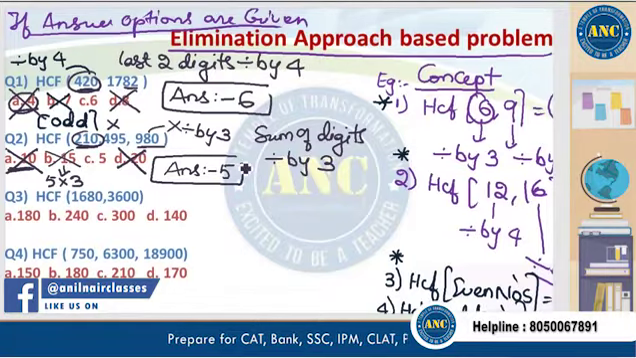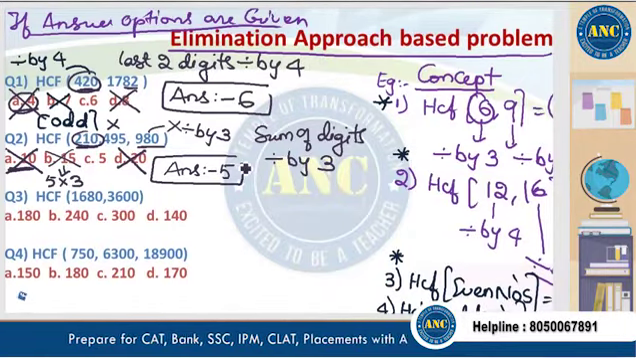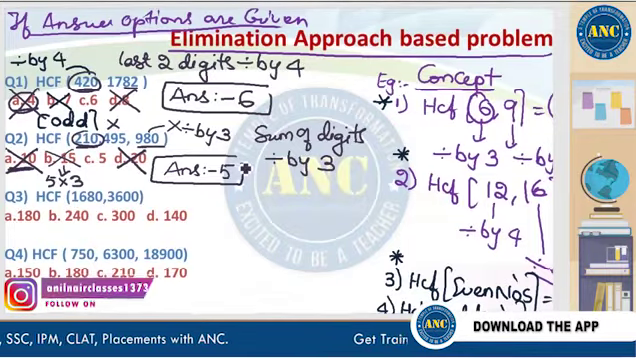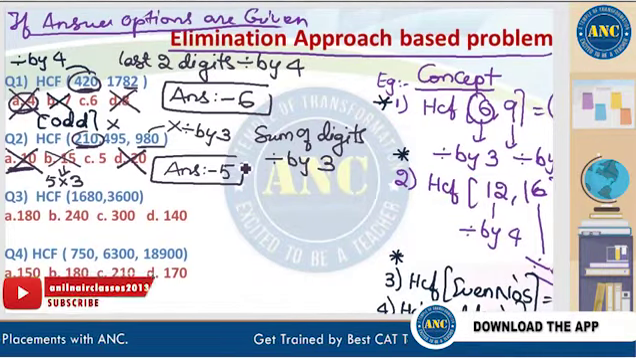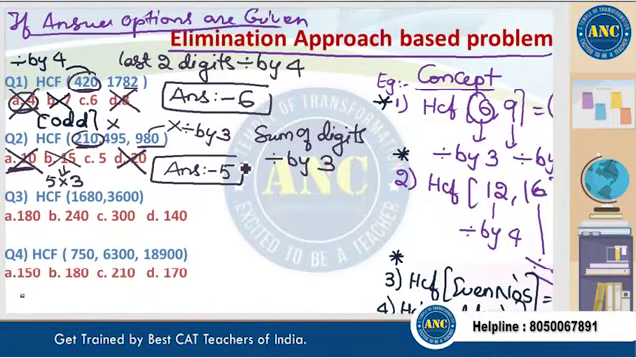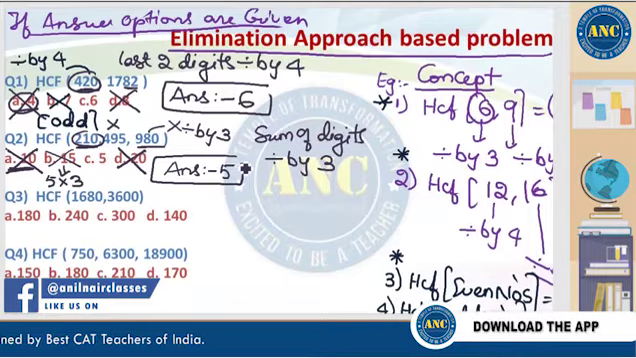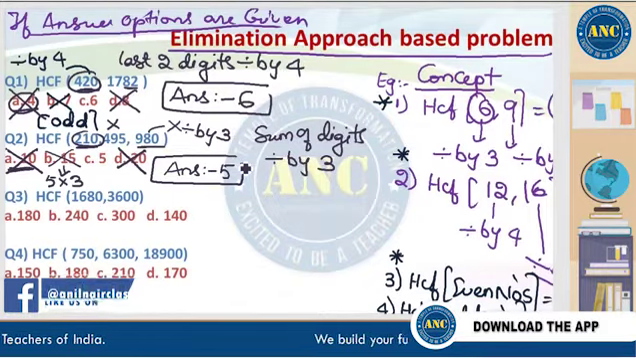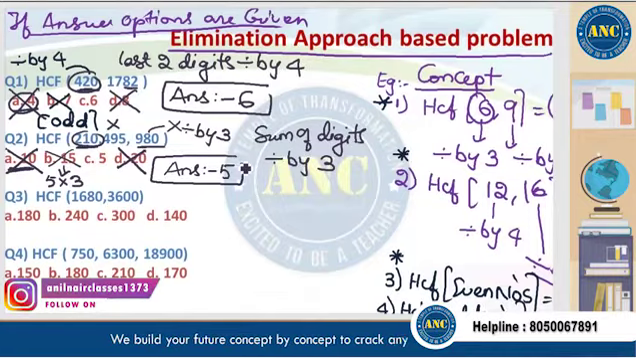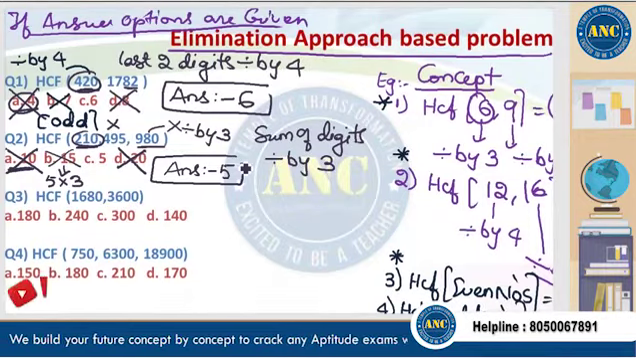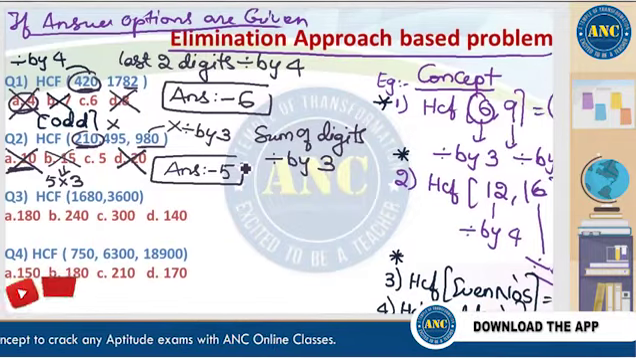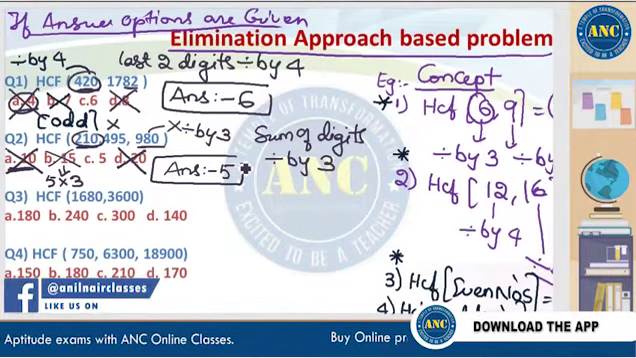Option A is eliminated because if option A is right, all the three numbers should be divisible by 10. But the second number 495 is not divisible by 10. If a number is not divisible by 10, how can it be divisible by 20? 10 is out, 20 is out. 15 is 5 into 3. Number should be divisible by 5 and 3. But the third number 980 is not divisible by 3.